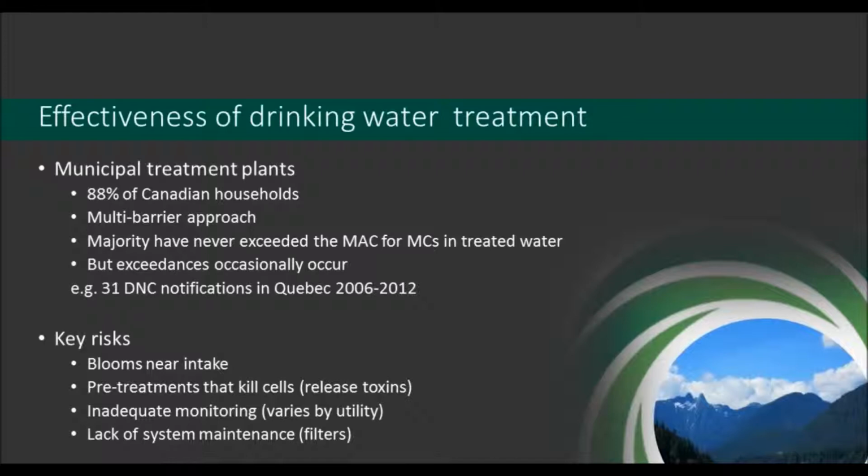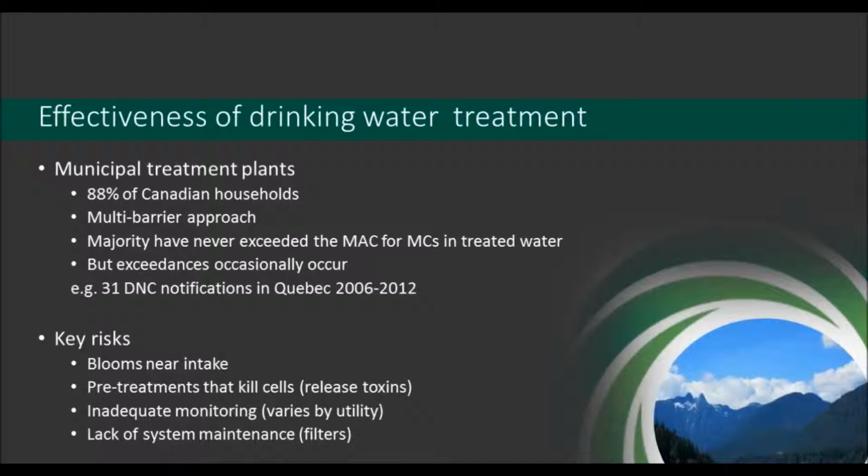Some of the key risks for drinking water sources is when there's a bloom near the water intake. So if that intake can be moved, that can help prevent bringing those cyanobacteria into the treatment system. Pre-treatments that kill cells can also result in release of toxins. We're talking about oxidants that could burst the cells prior to something like filtration, and those toxins can make their way through into the treatment plant and are harder to remove once they're released from the cells. It's easier to remove the cells first.